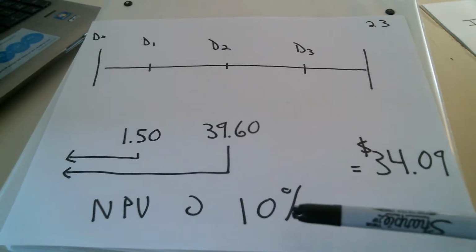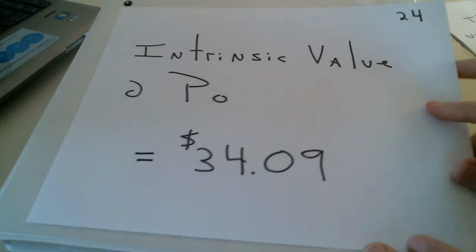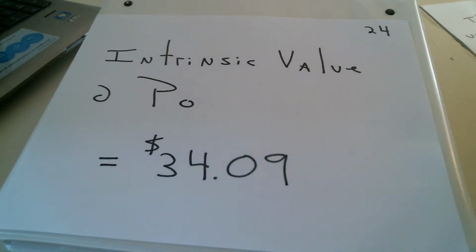And here, the 10% is the R value. Okay, that is used in lieu of interest. So the 10% required return is put into your calculator where the interest goes. So put that in your calculator at 10%. That brings you back to $34.09. So that is what we were ultimately looking for. That is your intrinsic value at P0, $34.09.